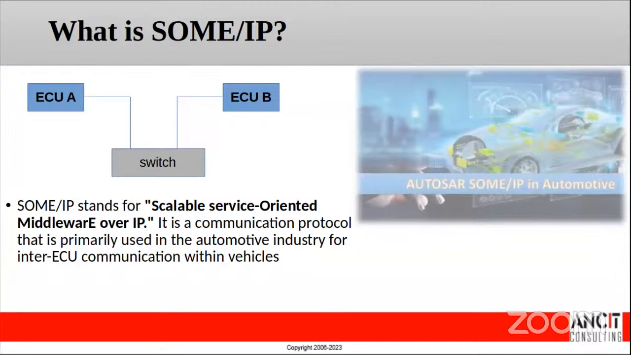First, what is some IP? Some IP is a communication protocol. Communication protocol means we are exchanging information with some rules. Some IP is majorly used in the automotive industry for communication between the ECUs. Here you see two ECUs, ECU A and ECU B. Both are connected to a switch through Ethernet.